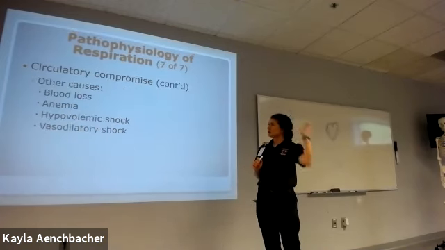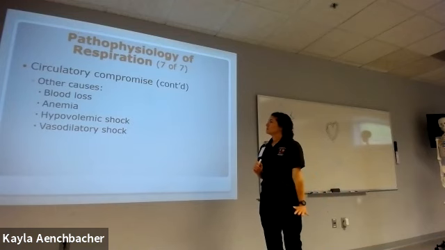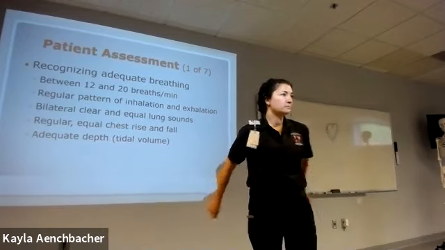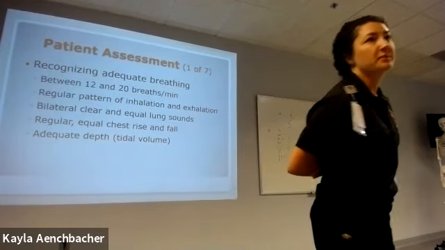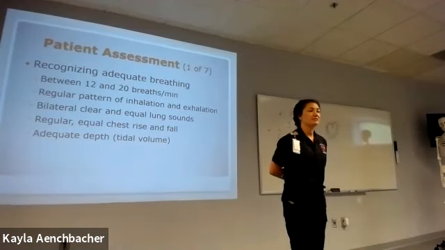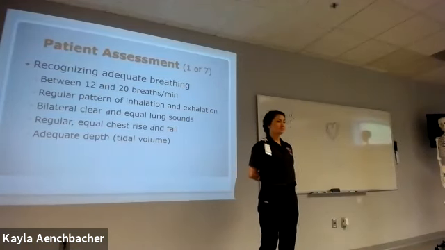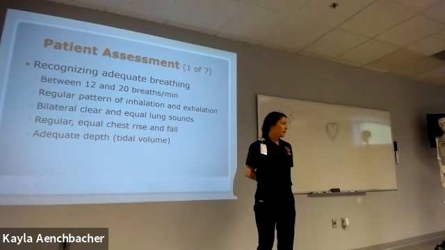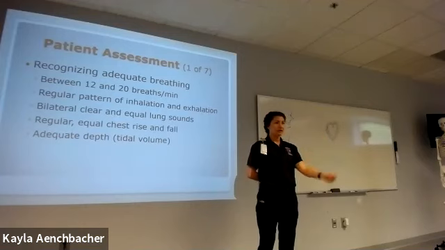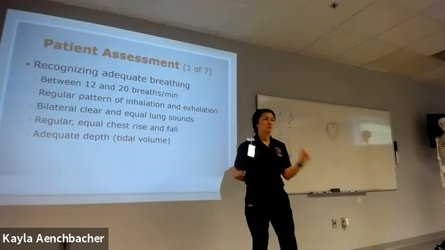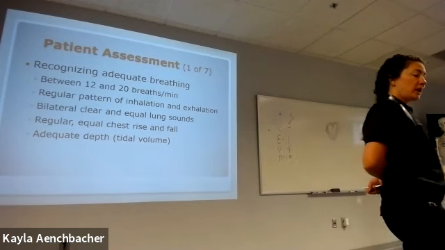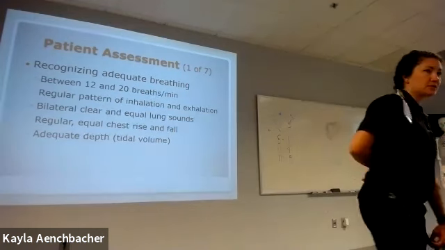Talk about those in shock. What's my normal respiratory rate for an adult? 12 to 20 breaths per minute. What do I want to know when I ask for rhythm? I want it to be regular. I can predict the next time my patient's going to take a breath. It's a regular kind of cadence, a tempo. What do I want to hear when I ask about quality?